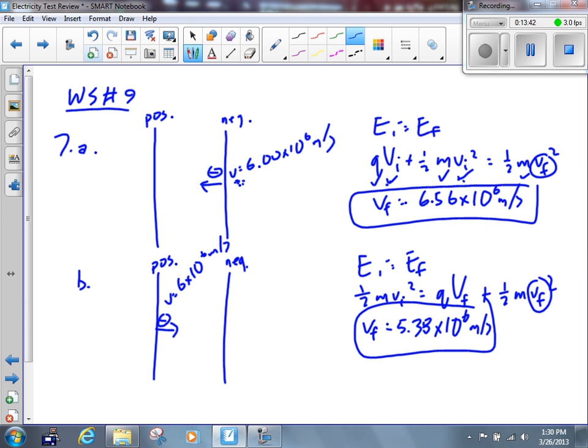So the number you're going to get is going to be smaller than the number that we started with, 6 times 10 to the 6, I should say. Does that make sense?